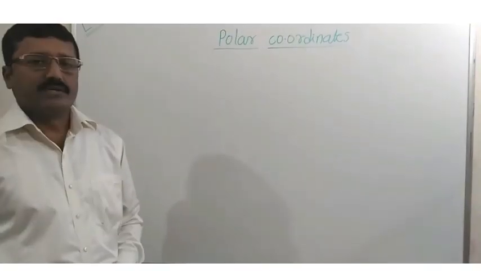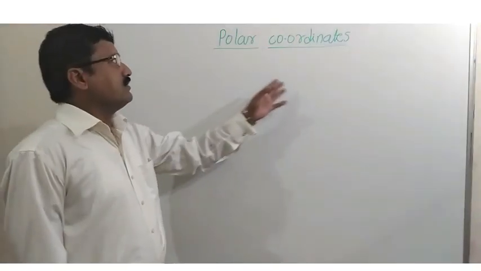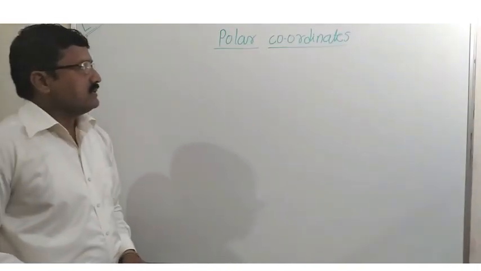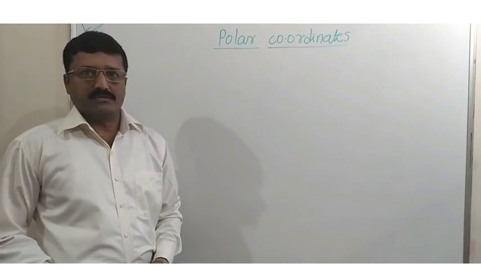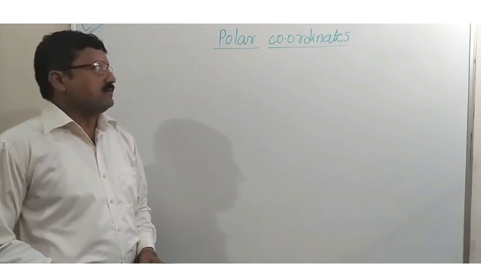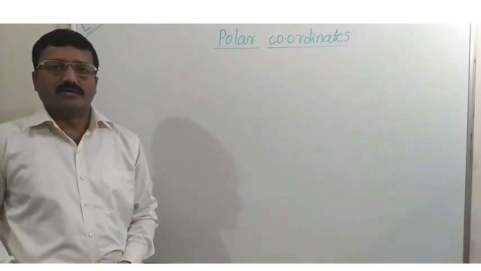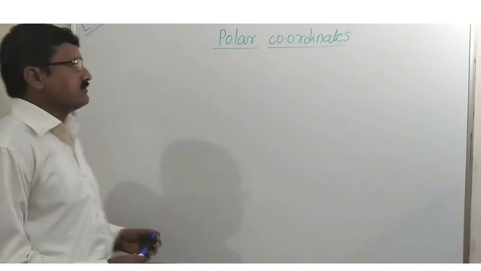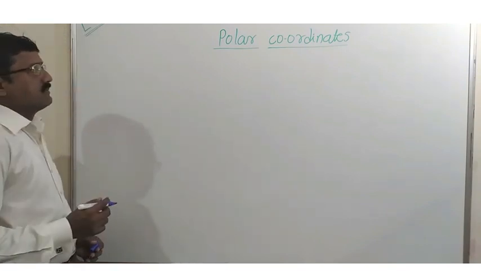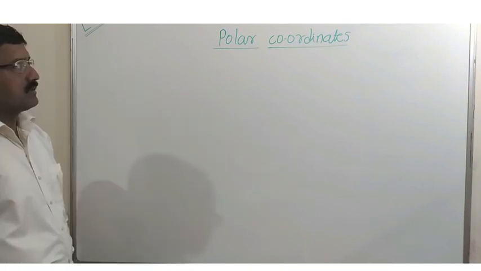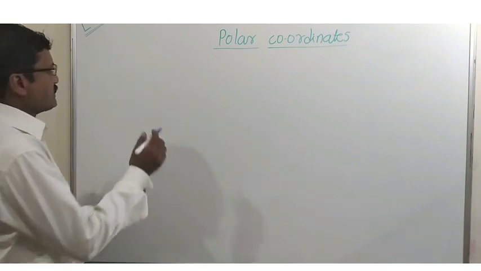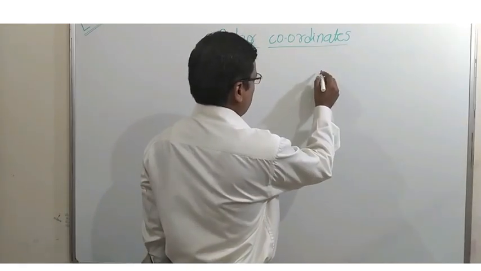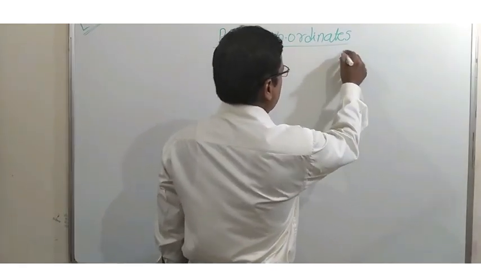Now in this next lecture, we are going to learn the polar coordinates of a point. You know that in our previous classes we have represented the coordinates, or position, of any point with Cartesian coordinates. Now in this lecture we will learn polar coordinates. For that we will first understand the meaning of polar. First concept is polar.